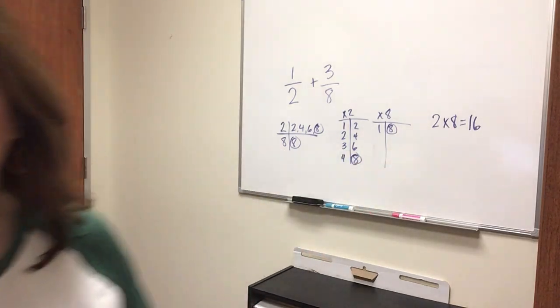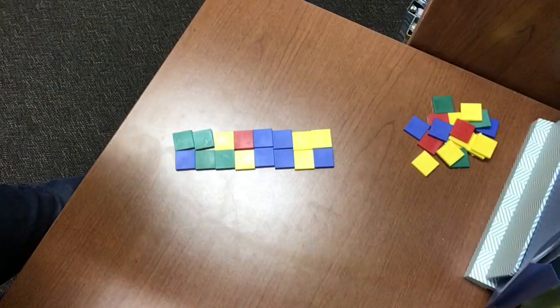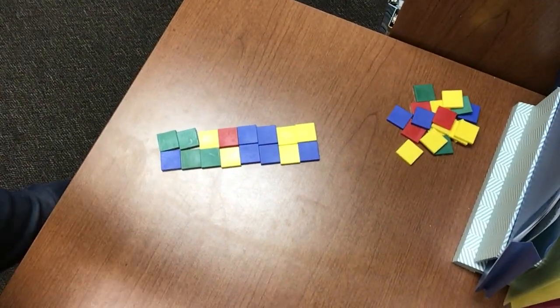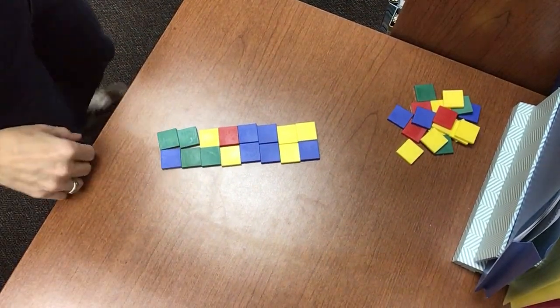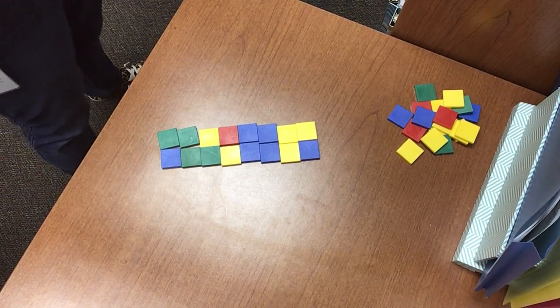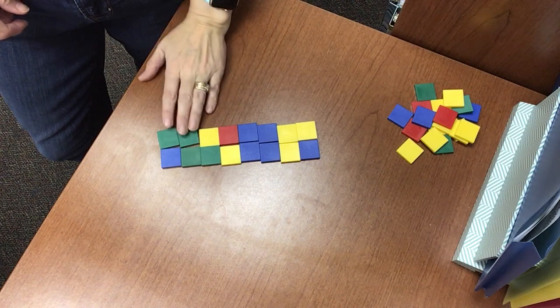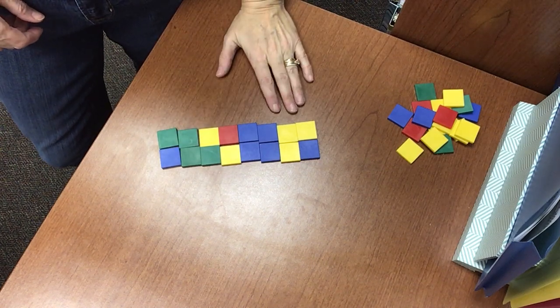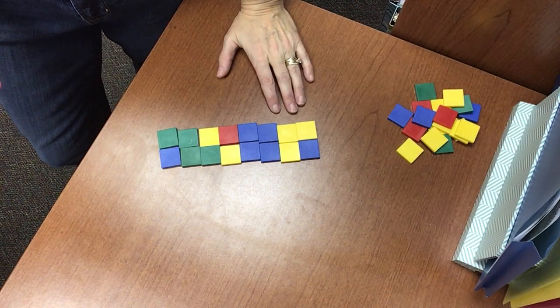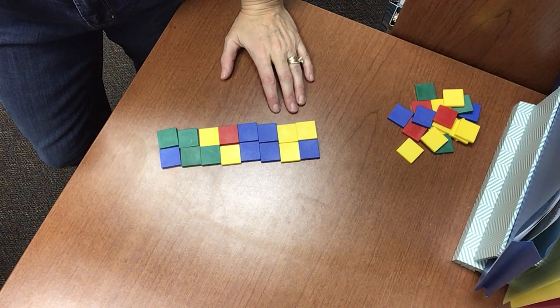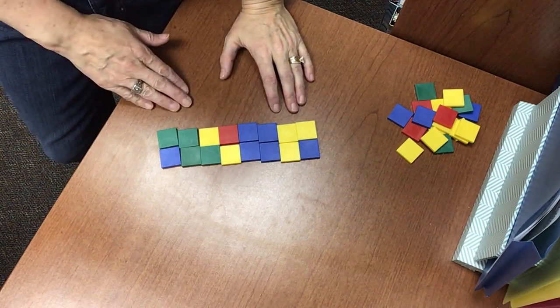So let me show you how we do that with some square tiles, and I would encourage you to do this with your kids. They need a hands-on way to understand what they're doing. So we know 2 times 8 is 16, so I have a 2 by 8 array, and you can see there are 16 square tiles here. Now, how do I use that to find the equivalent fractions? I know I've got a denominator of 16.